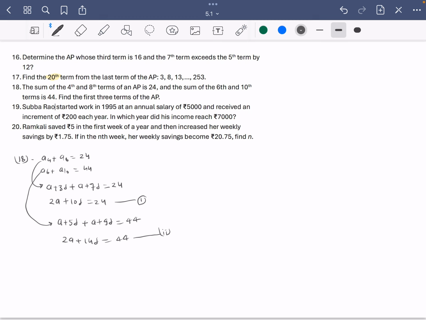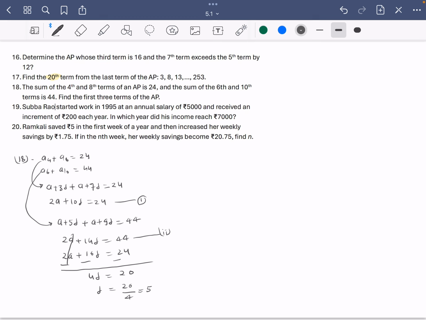Now I can subtract 1 from 2. So 2A plus 14D is equal to 44, minus 2A plus 10D is equal to 24. Negative, negative, the As cancel each other out. 14 minus 10 is going to be 4D. It's going to be 20. D is 20 over 4. That's 5. So D is 5.